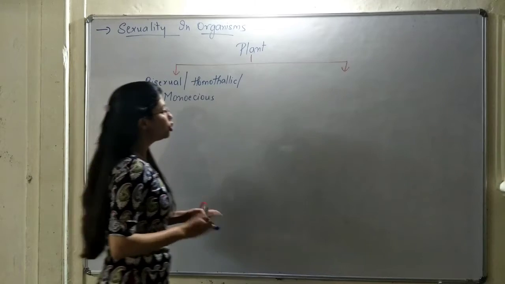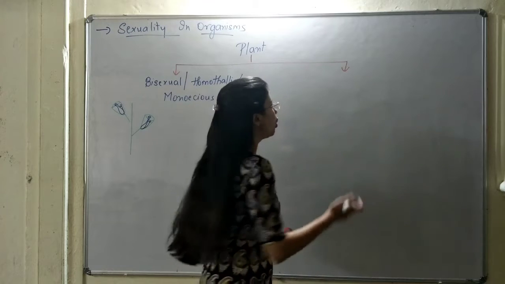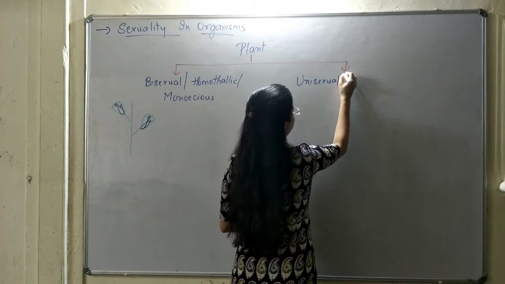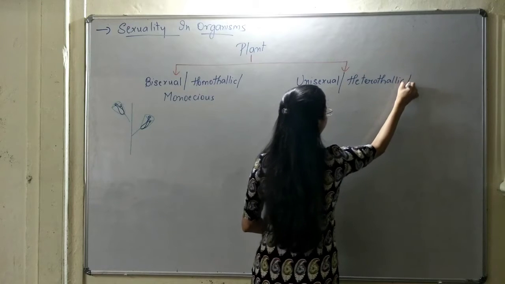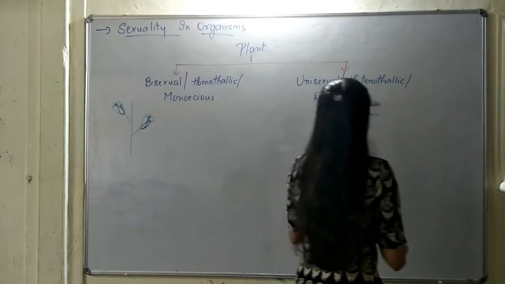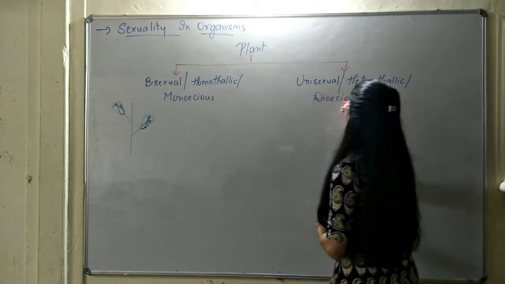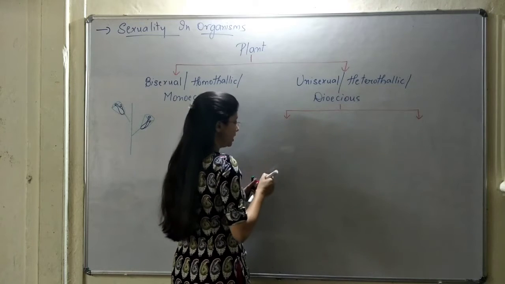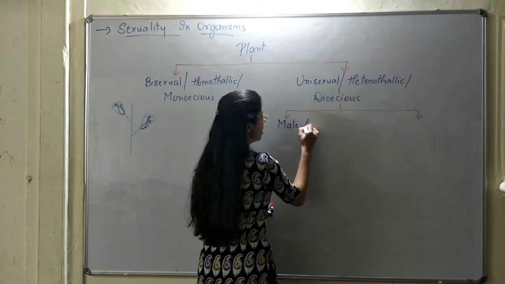Against that, those plants in which the male and female flowers are different are called unisexual plants. Another term that can be used is heterothallic or dioecious. That means, in this case, the male flower and the female flower will be separate. There will be certain plants which will have only the male flower, and certain plants which will have only the female flower.